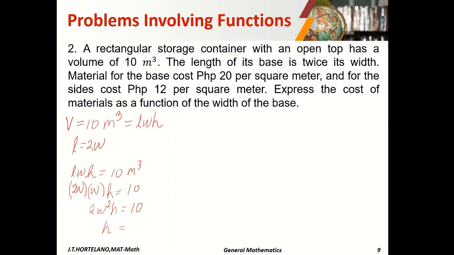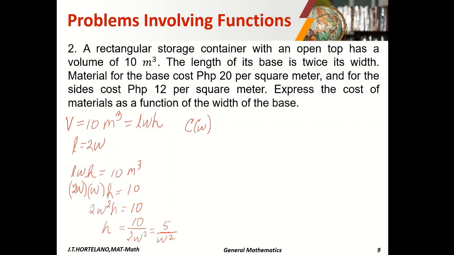Sa cost function, this will become 10 over 2W squared. Now since this is divisible by 2, pwede natin i-cancel. So this will become 5 over W squared. Okay? Now, the cost of materials as a function of the width can be computed using this. Let's say C is our cost in terms of W.